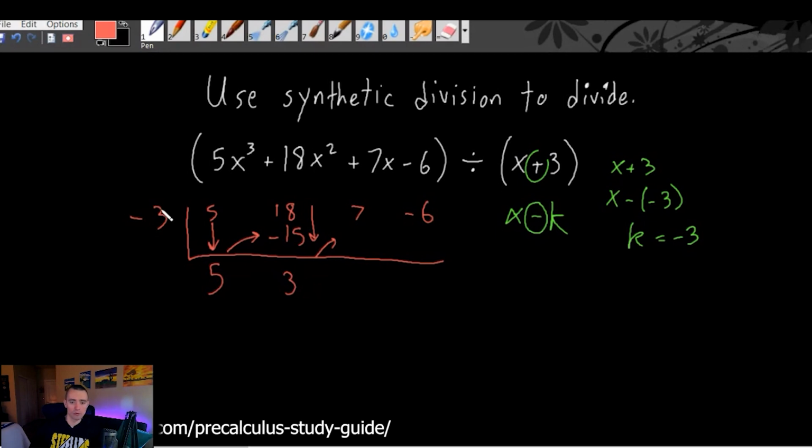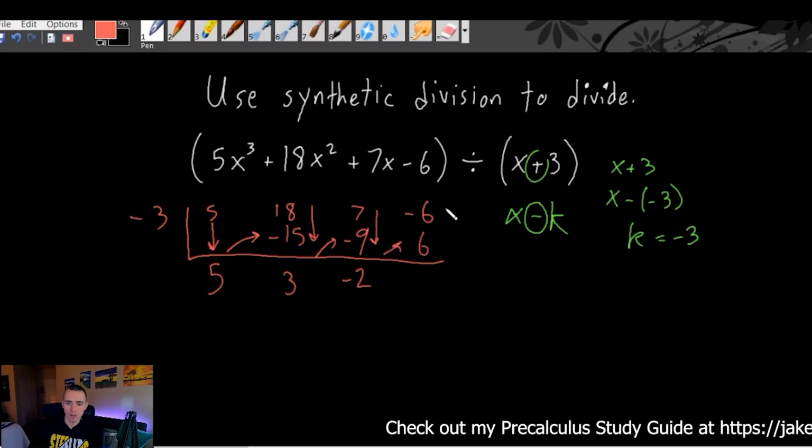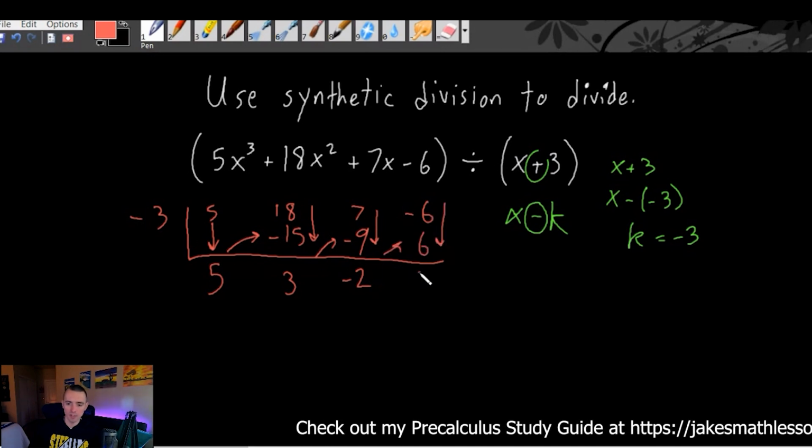So we're going to go 3 times negative 3 gives us negative 9. And then down, 7 plus negative 9, which is the same as 7 minus 9, which gives us negative 2. And then -2 times -3 gives us +6. And then -6 plus 6 gives us 0.